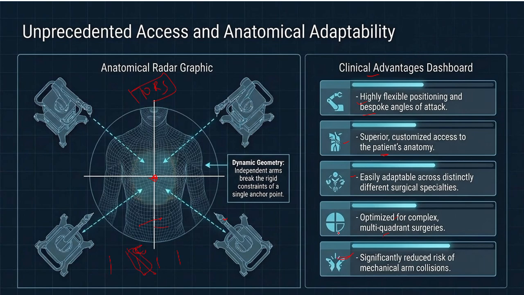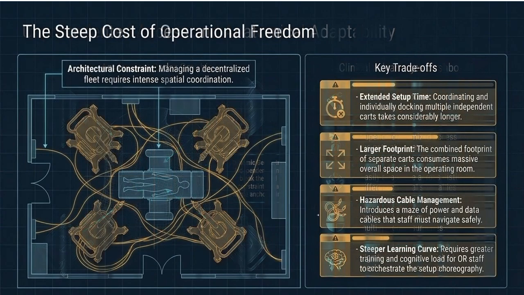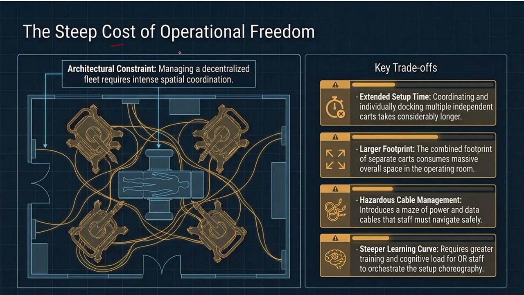So this will reduce the mechanical arm collision. Okay. And if you see the steep cost of operational freedom, in the case of the single boom we have seen we can keep our arm cart on one side, but currently it is distributed. So it is not like you can put them from one side, that is the actual case scenario.